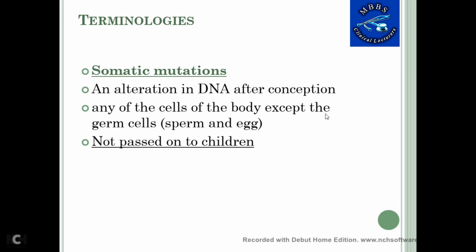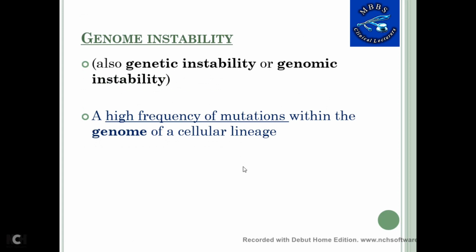Now there are two types of mutation. We just discussed the germline mutation, which occurs within the germ cells, and the somatic mutations, which occur in all cells except germ cells, that is, except sperm and eggs. And it usually occurs after conception, so there are no chances of forwarding this kind of mutation into the next generation or the next offspring.